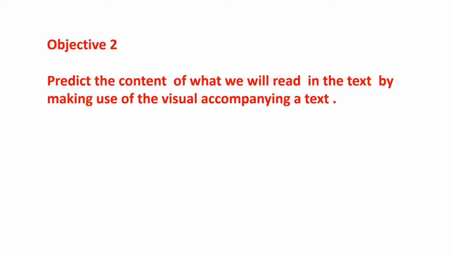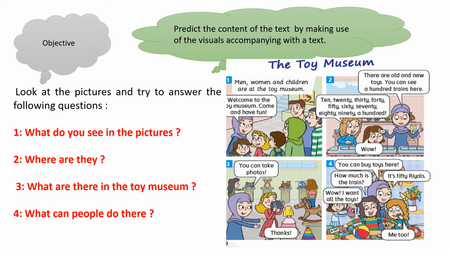In this way, we have finished objective number 1. Now we come to objective number 2, which is to predict the content of what we will read in the text by making use of the visuals or pictures accompanied with text. Before reading the text, I'm going to ask you some questions without reading. Look at the pictures and try to answer the following question. What do you see in the pictures?